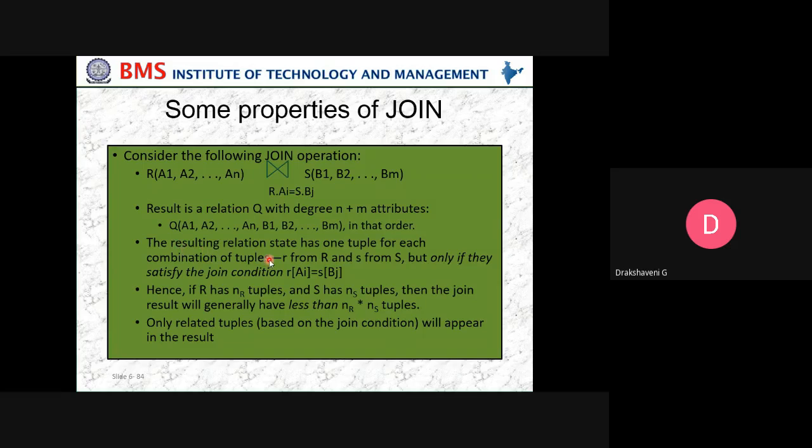The resulting relation state has one tuple for each combination of tuples r from R and s from S, but only if they satisfy the join condition. Hence, if R has NR tuples and S has NS tuples, then the join result will generally have less than NR Cartesian product NS tuples. Only related tuples based on the join condition will appear in the result.